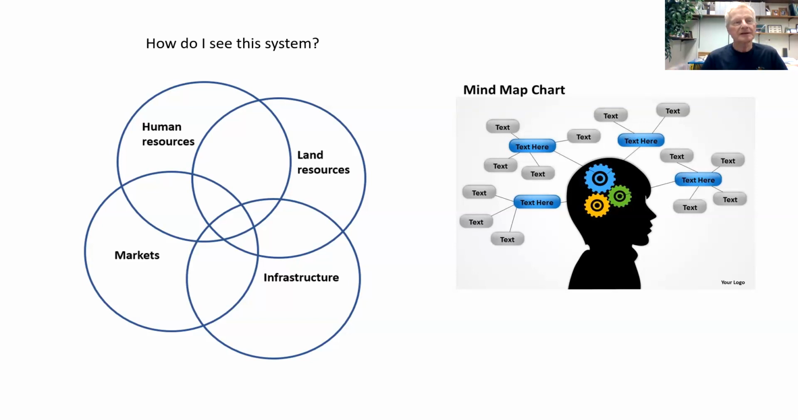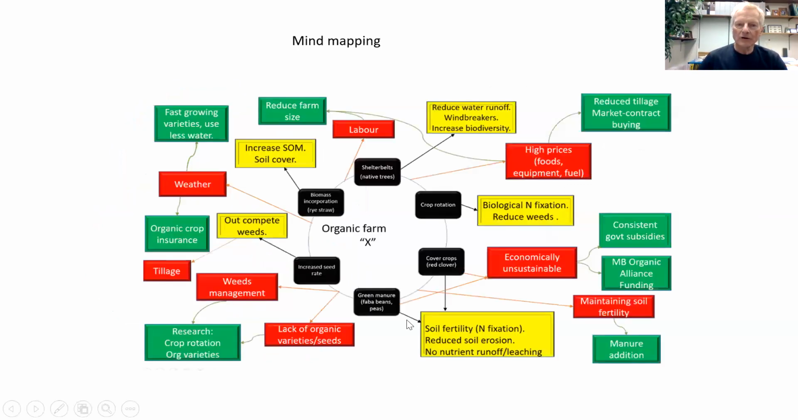And mind mapping is an exercise where you kind of close your eyes and you put together a map of all the things that you see and all the connections of those things. And this is an exercise that people have used through the ages. It's nothing new. Many of us are very visual in our thinking and our planning. And I want to show you a couple of examples of mind maps that students have made of organic farms. So here's one, for example.